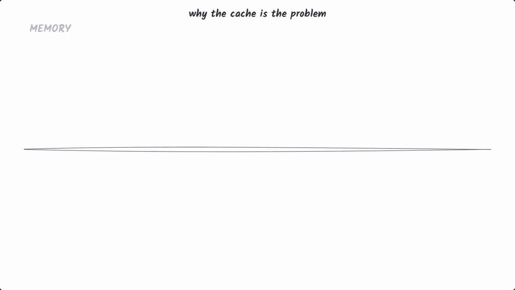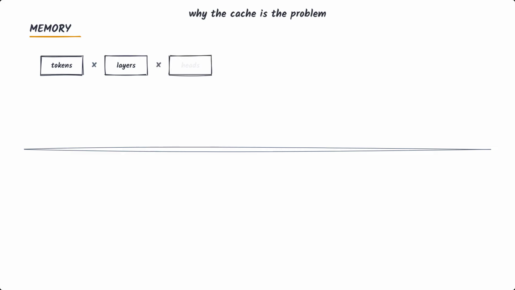Why is the cache such a problem? Because it holds a key and a value for every token, every layer, every attention head, and every request in the batch, and those multipliers explode.